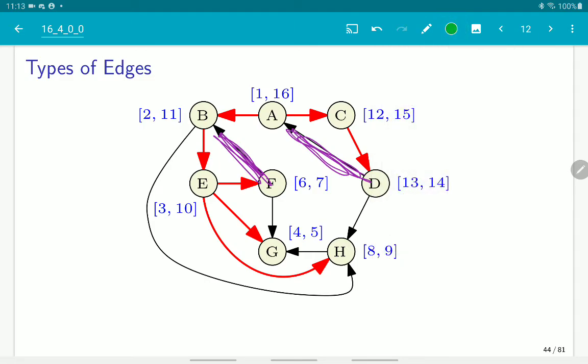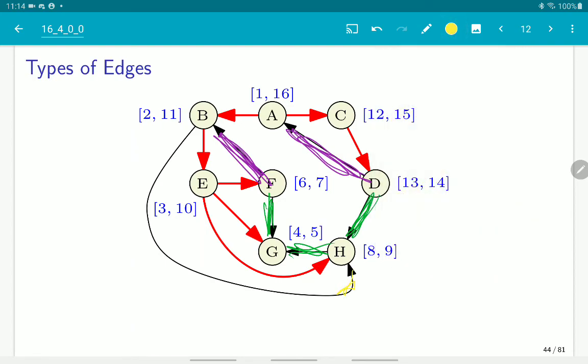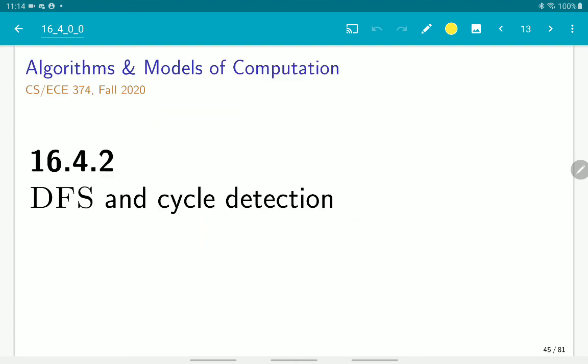Let's do the cross edges. So this is a cross edge. This is a cross edge. This is a cross edge. And finally, let's do the forward edges. So I think there is only one forward edge, which is this edge. Okay, so those are the different kinds of edges that appear in the DFS of the directed graph. Okay, this is it for now.